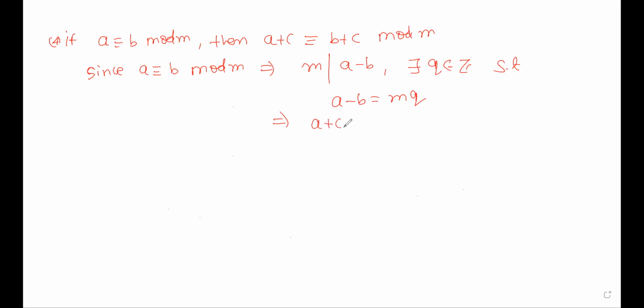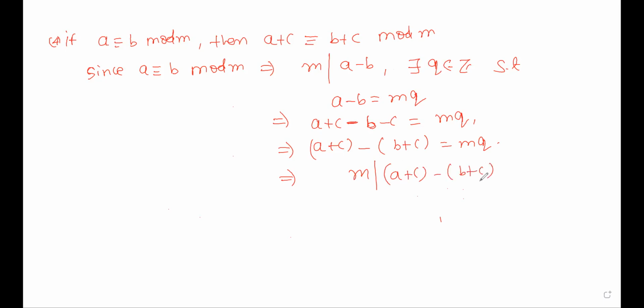This can be written as A plus C, and we have added some extra, so we subtract it to get the same, A plus C minus B plus C, which we can write as MQ. This implies M divides A plus C minus B plus C, and this means A plus C is congruent to B plus C modulo M. Thus, this property has been proved.